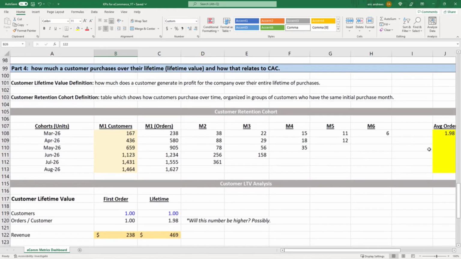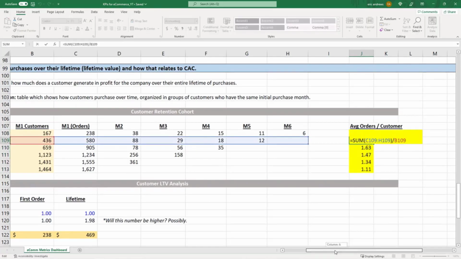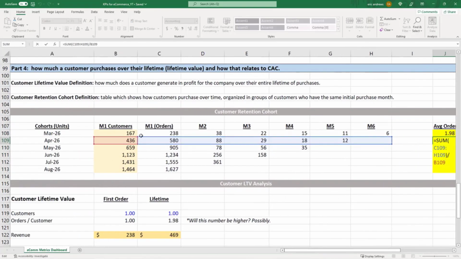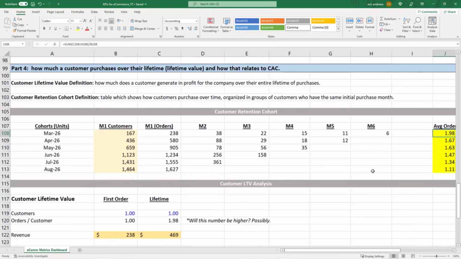And with this information, we can get a really good guess for the customer lifetime orders. So here I'm going to take this formula and copy it down. This just tells us that in this cohort, over the first 5 months of a customer lifetime, they purchased 1.67. Over the first 4 months, 1.63, et cetera, et cetera. And so the number goes down as you have shorter customer lifetimes. But we're going to assume, for the sake of our analysis, that a reasonable estimate for a customer lifetime orders is 1.98, because that's our cohort with the most historical data.